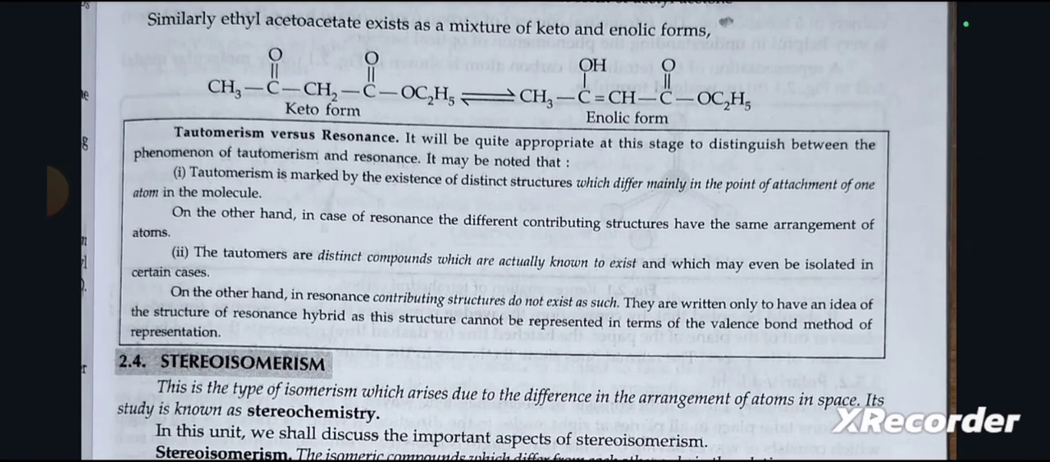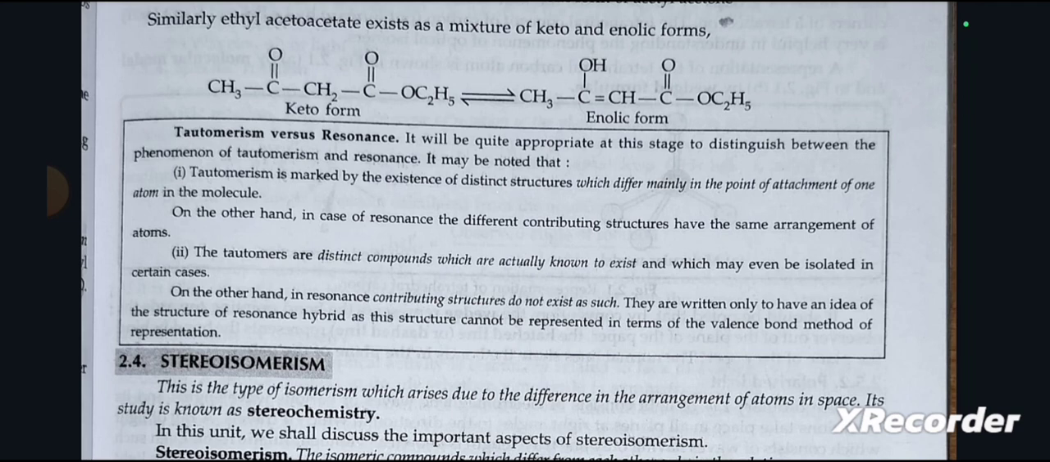Tautomerism versus resonance. It will be quite appropriate at this stage to distinguish between the phenomena of tautomerism and resonance. It may be noted that, first, tautomerism is marked by the existence of distinct structures which differ mainly in the point of attachment of one atom in the molecule. On the other hand, in case of resonance, the different contributing structures have the same arrangement of atoms.